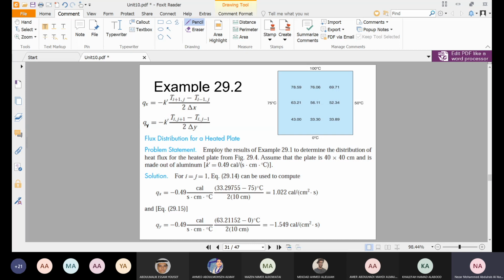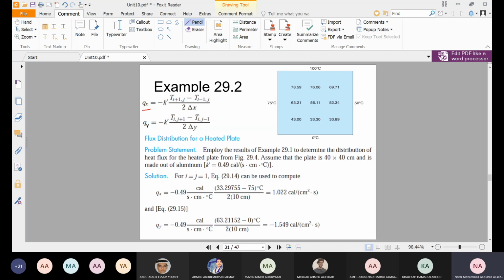So we use the table that we computed in the previous example to determine the distribution of the heat flux for the heated plate. If you assume the plate is 40 by 40 centimeters and it is made of aluminum, so K bar here is equal to 0.89. So we know Qx is equal to minus K bar.